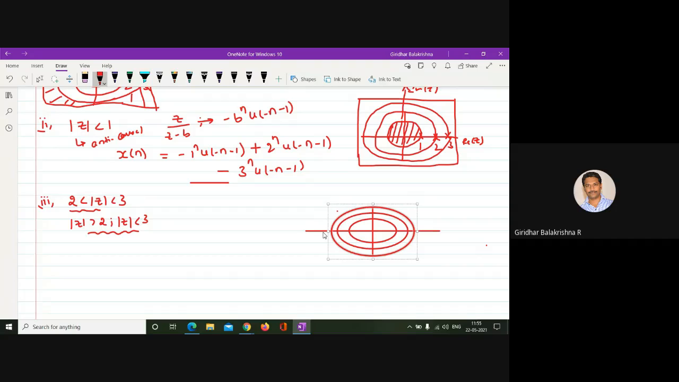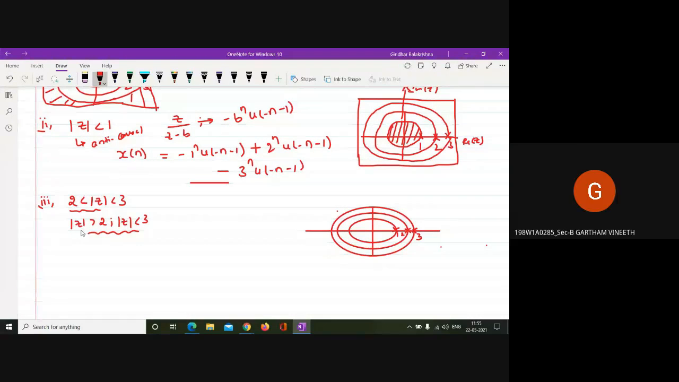So one pole is at 1, the second pole is at 2, and this one is at 3. What is the ROC? First one is mod z greater than 2 and mod z less than 3. That means it is in between 2 and 3. ROC lies in between 2 and 3.